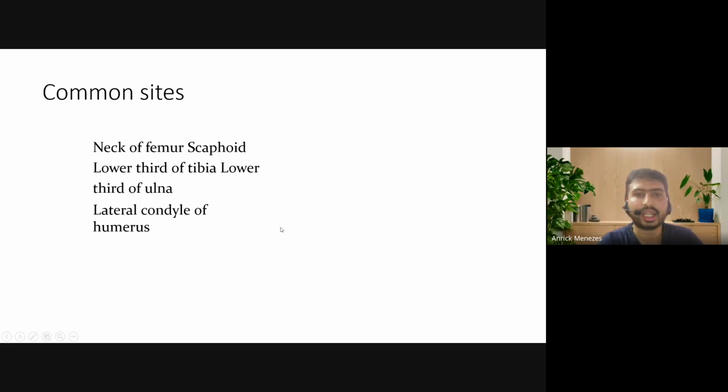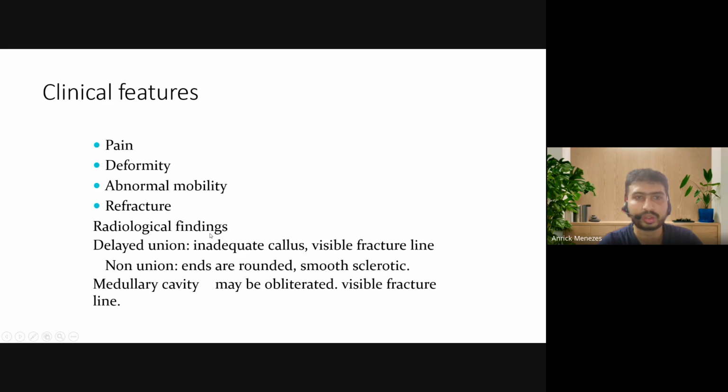Common sites: neck of femur, scaphoid, lower third of tibia, lower third of ulna, lateral condyle of humerus. Clinical features again: pain, deformity, abnormal mobility, refracture. Radiological findings: delayed, inadequate callus, visible fracture line, non-union, ends are rounded, smooth, sclerotic. These are one of the classical signs we need to observe.